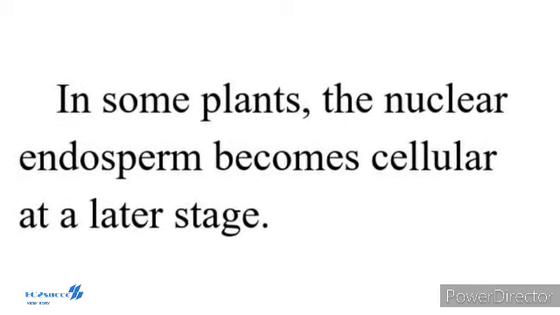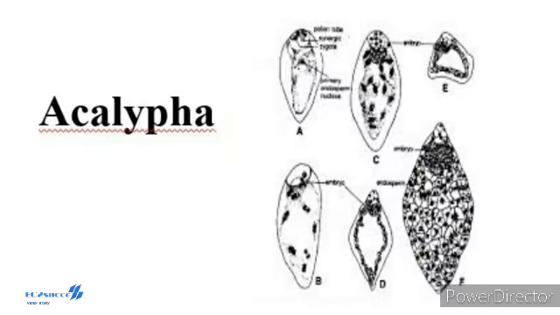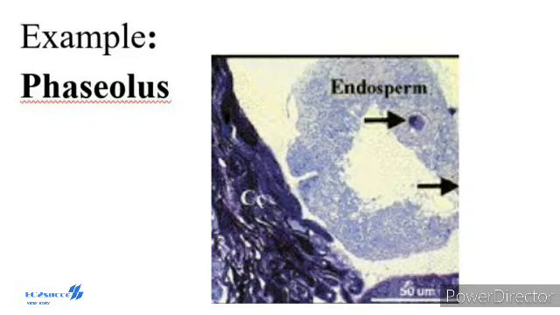In some plants, the nuclear endosperm becomes cellular at a later stage. Examples: Phaseolus and Acalypha. The free nuclei are pushed into the periphery of the embryo sac. A vacuole is formed in the center. The wall formation is centripetal, that is, from the periphery towards the center. The cellularization of the nuclear endosperm shows variation.